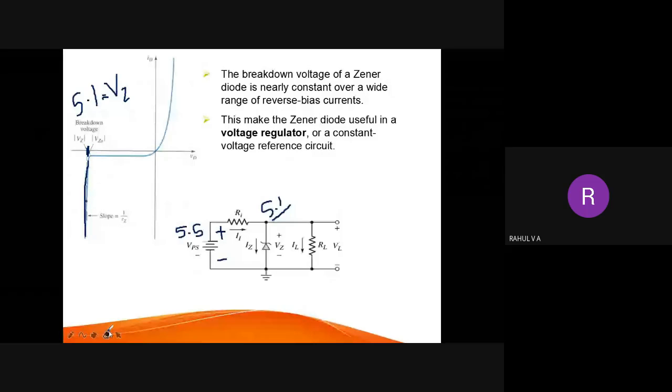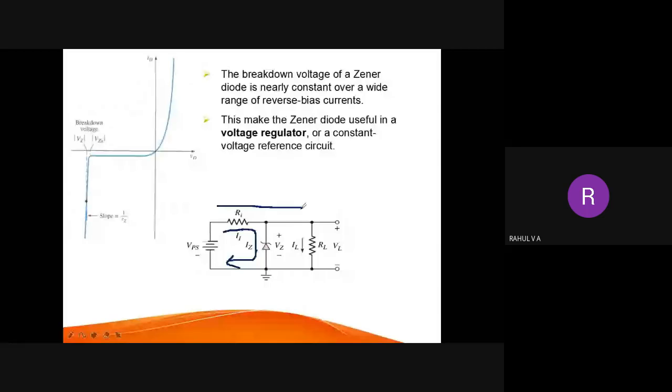That means through which path will the current go? The current will go through this. So current now starts to flow like this. Previously it was flowing in this direction, from input to output. Now the current flows through the Zener diode.